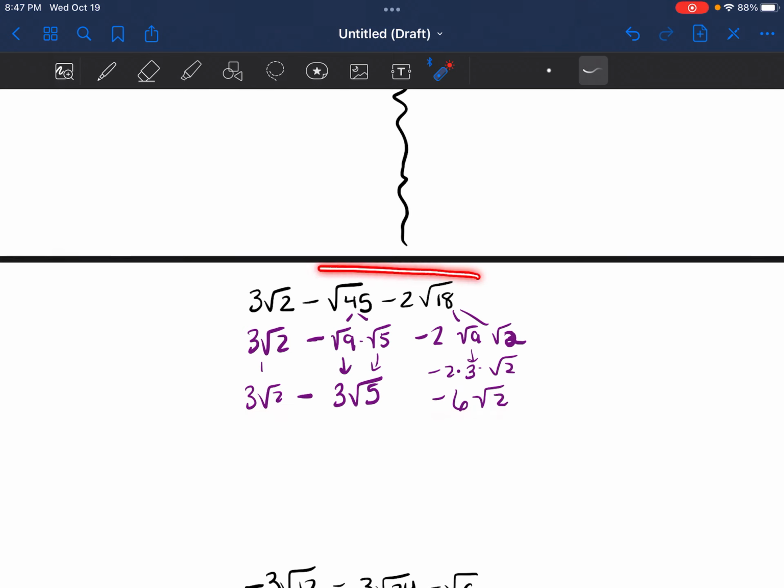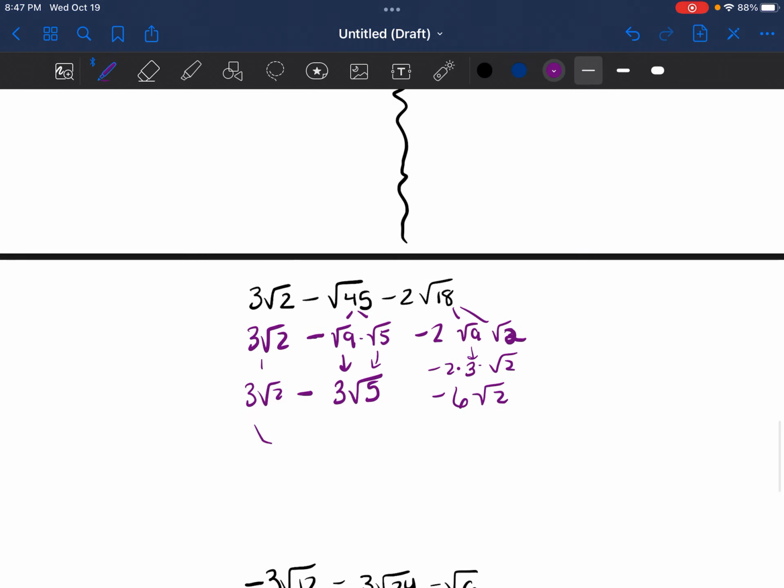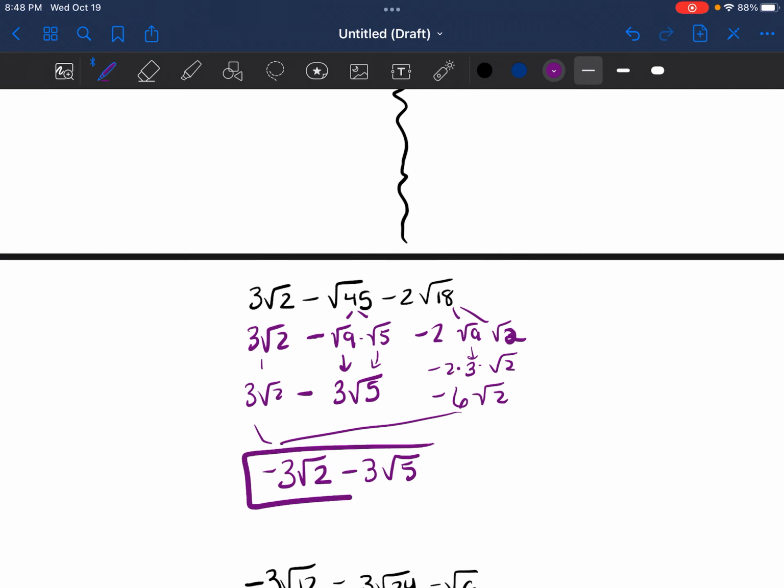So just because it might not look like you have like terms in the original question, if you are able to factor any of the radicals, do that, because you might be able to actually simplify this expression even if it doesn't look like it. So 3 minus 6 is negative 3. Square root of 2 minus 3 roots of 5. That is our value. That is our answer.